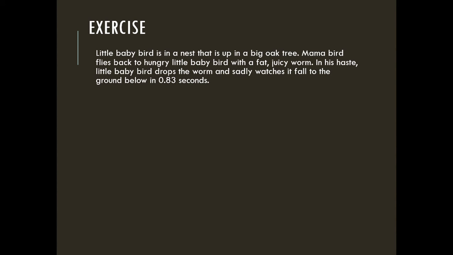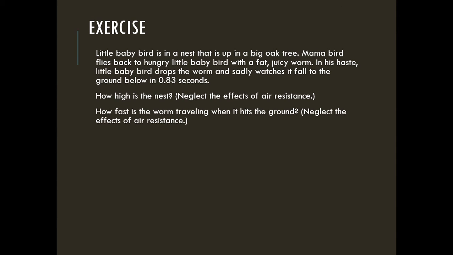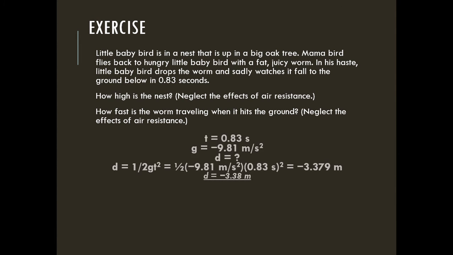So welcome back. Now we're going to analyze some exercises. A little baby bird is in a nest that is up in a big oak tree. Mama bird flies back to the hungry little baby bird with a fat, juicy worm. In his haste, the little baby bird drops the worm and sadly watches it fall to the ground below in 0.83 seconds. So how high is the nest? Neglect the effect of air resistance. How fast is the worm traveling when it hits the ground? Neglect the effect of air resistance.